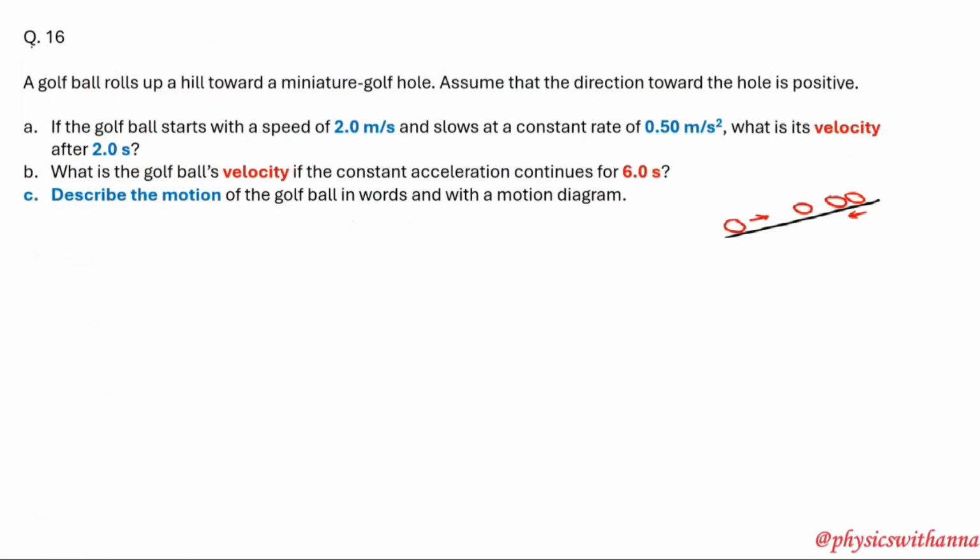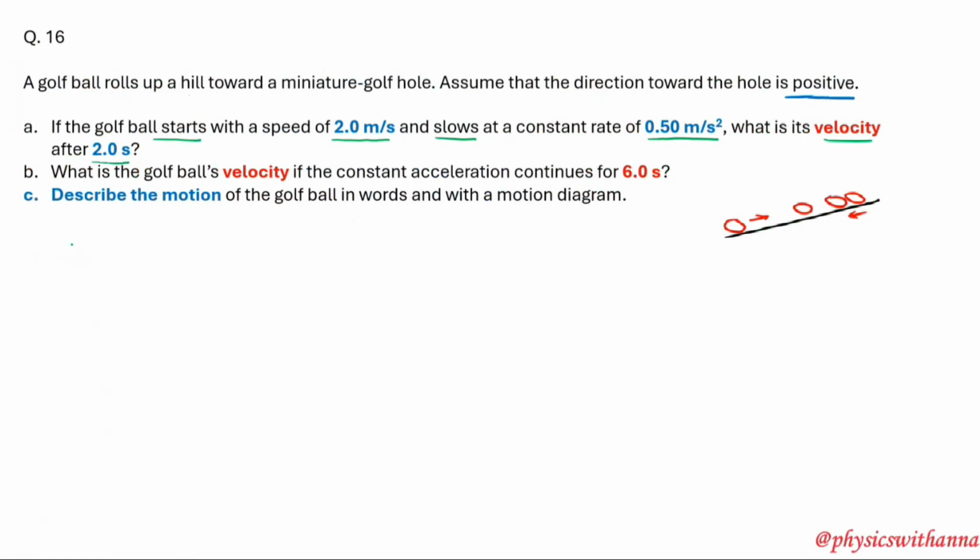Next, question 16. A golf ball rolls up a hill towards a miniature golf hole. Assume that the direction towards the hole is positive. If the golf ball starts with a speed of 2 meter per second and slows at a constant rate of 0.50 meter per second squared, what is the velocity of the ball after 2 seconds?